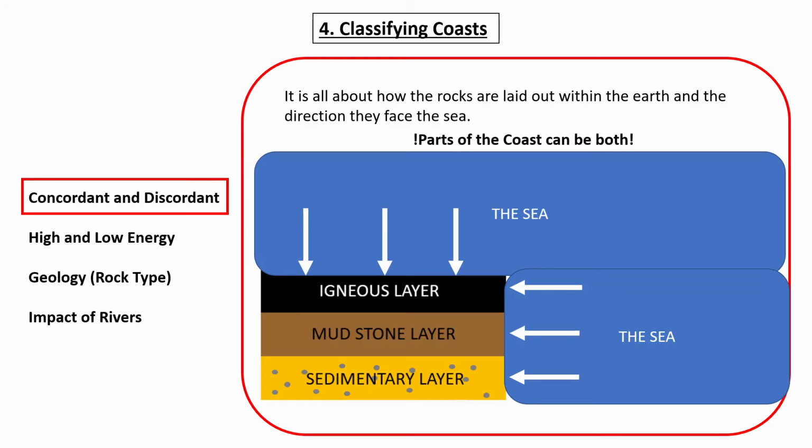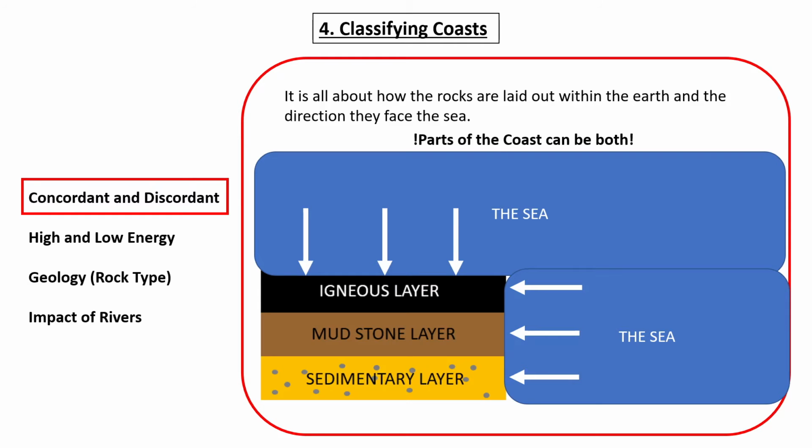But it can also be both. So it can also have a concordant and a discordant attacking the same part of land. You see this most easily with islands. So imagine that square where the igneous, mudstone and sedimentary is just one island. And this is how islands and landforms take shape due to this sort of erosion.